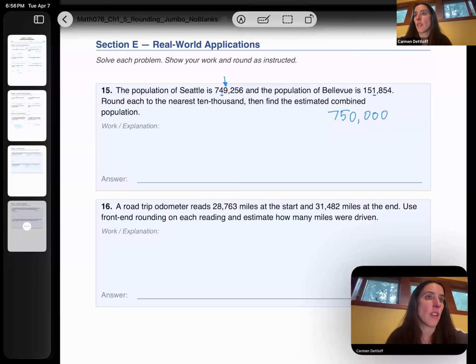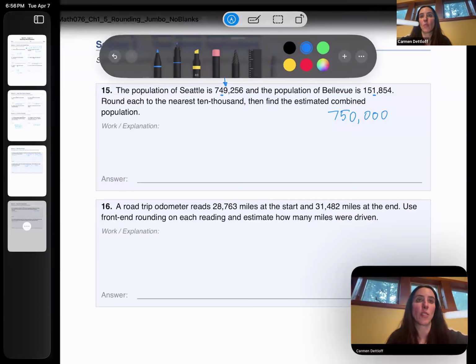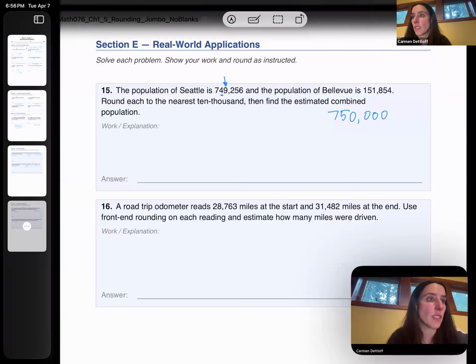So I look at my 1,000. Oh, whoops. I highlighted my 1,000 digit, not my 10,000. That would have given me a mistake. So I go back and I erase that. And I go, what is my 10,000 digit?